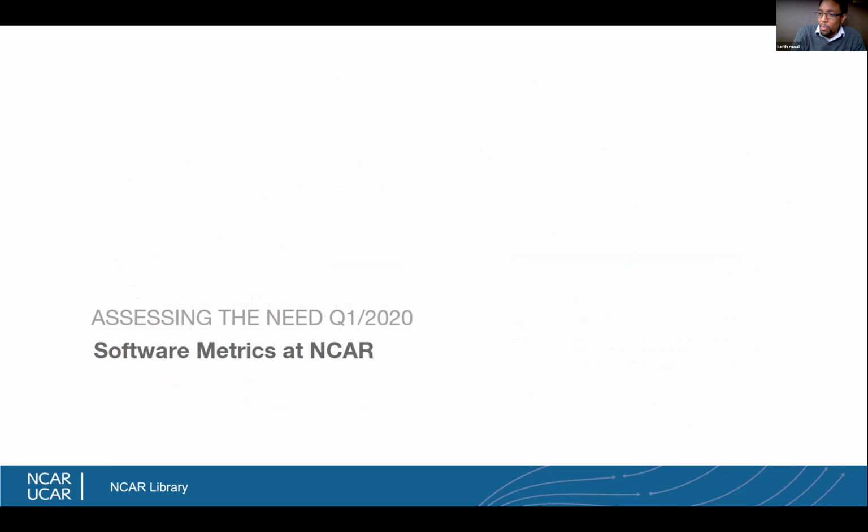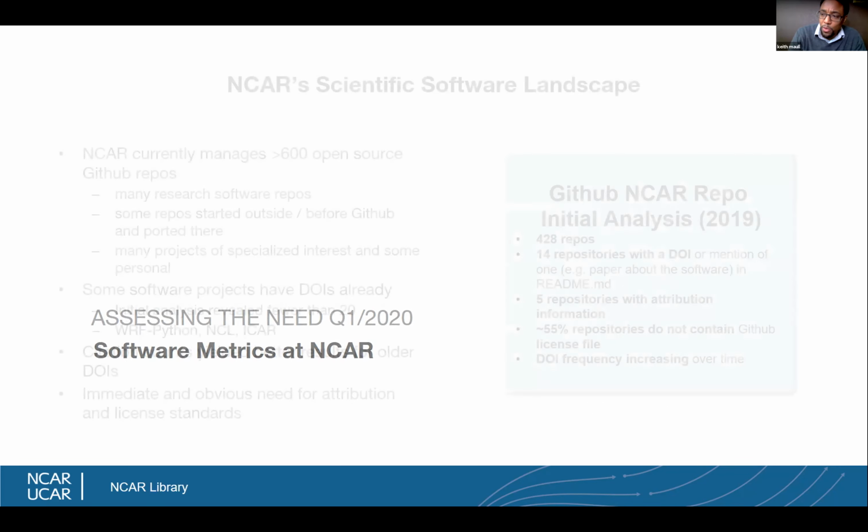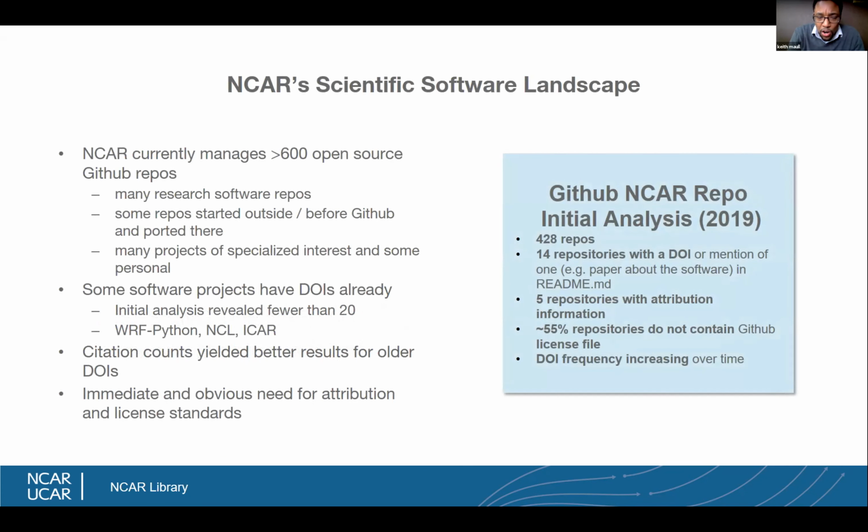All right, so let's talk about what happened last year in the first quarter of 2020 and what we were trying to accomplish with software metrics at NCAR. So NCAR at the current state has nearly over 600 open source GitHub repos that are freely and openly available. Now, as many of you know, these repositories aren't all research software.